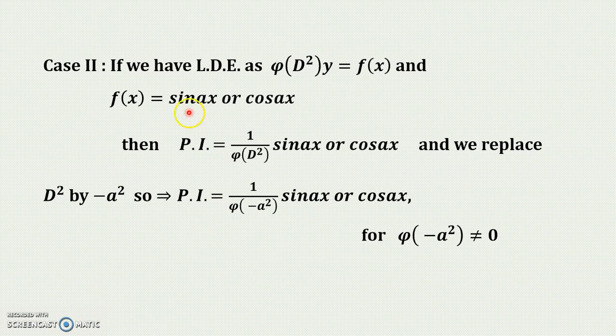We go to the next case. If the function is sine of ax or cos of ax, then the particular integral is equal to 1 upon phi of D square into sine of ax or cos of ax, and this D square we have to replace by minus a square. Therefore, the particular integral becomes 1 upon phi of minus a square into sine of ax or cos of ax. Again, it exists only if phi of minus a square is not equal to 0.